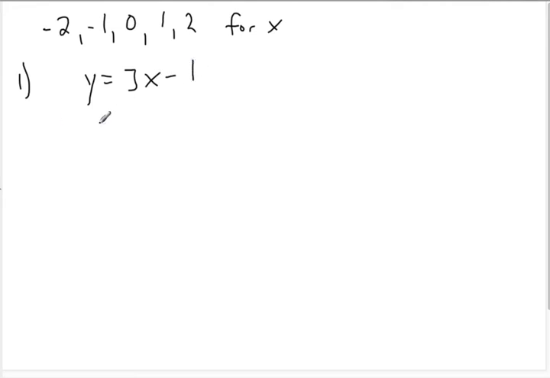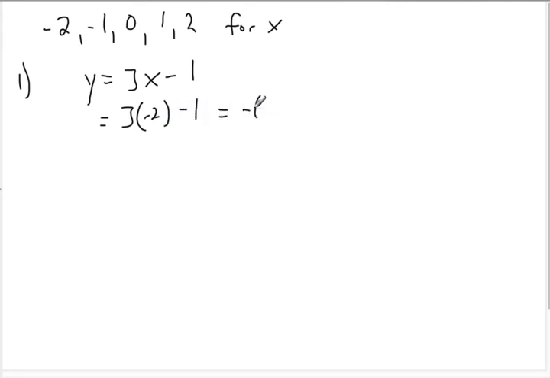So the first question is find solutions to the equation. Use -2, -1, 0, 1, and 2 for values of x. The equation, this is number 1, is y equals 3x minus 1. So all we're doing is plugging in these different values.